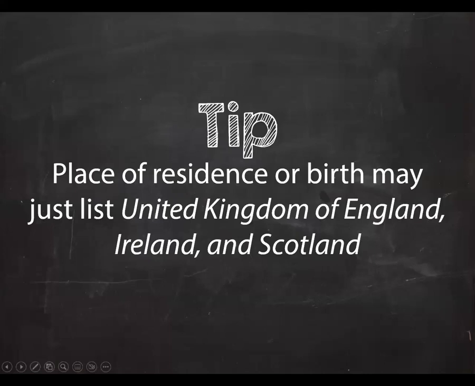Tip: place of residence or birth may just simply be listed as United Kingdom, Ireland, or Scotland. So take your pick. Obviously, what you're hoping for in this case is to find that they're from Scotland, but look at other records. Don't limit yourself to just one or two. And the death record shouldn't be the only record you look at for a place of birth.